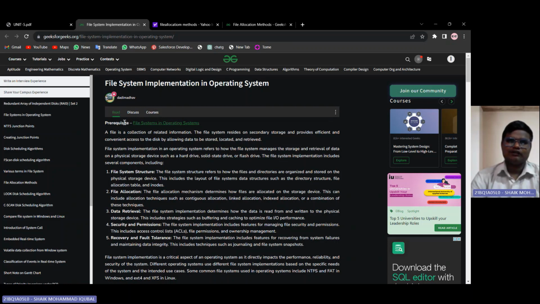A file is a collection of related information. The file system resides on secondary storage and provides efficient and convenient access to disk by allowing data to be stored, located, and retrieved. File system implementation is how an operating system serves the file system, the storage and retrieval of data on a physical storage device such as a hard drive, solid state drive, and flash drive.